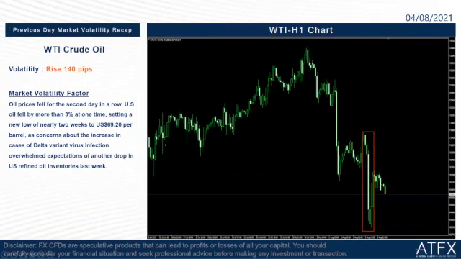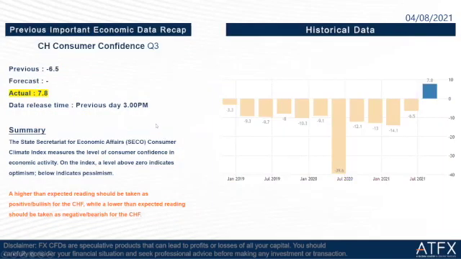The next one is Switzerland consumer confidence quarter 3. The previous is negative 6.5, the forecast is unknown, but the actual is 7.8, which is a lot higher than the previous one. So this one actually did bring market volatility to the USD CHF.